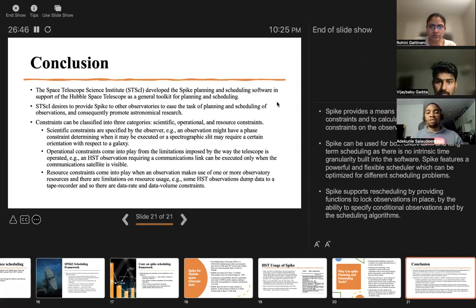Spike can also be used for both short-term and long-term scheduling, and there is no intrinsic time granularity built into the software. Spike is a powerful and flexible scheduler which can be optimized for different scheduling problems. And last but not least, it supports rescheduling by providing functions to lock observations in place, the ability to specify conditional observations, and by the scheduling algorithm.